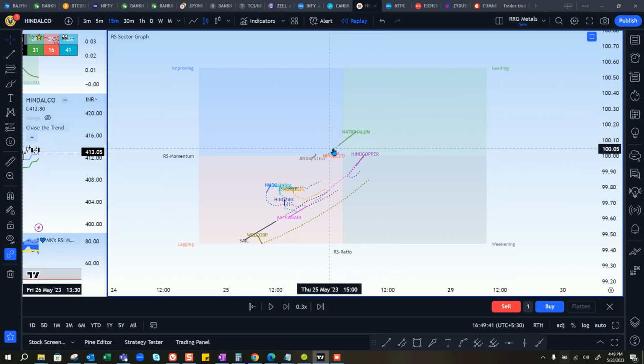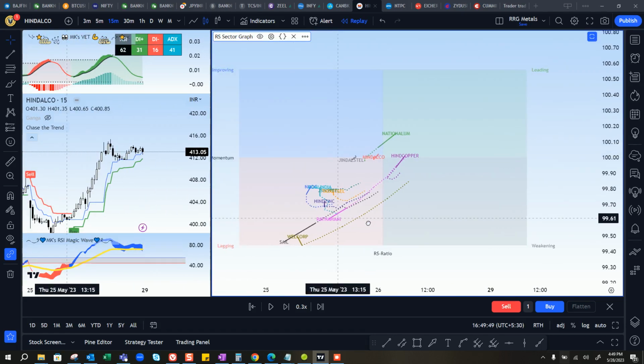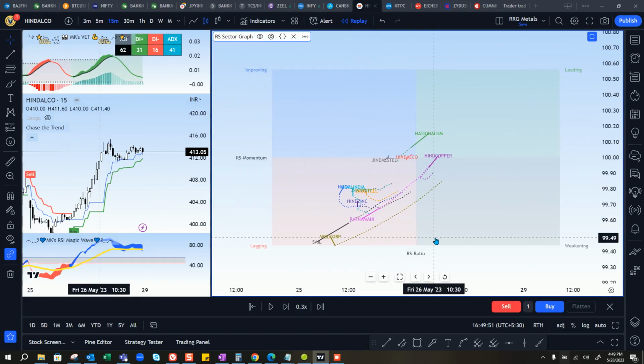National Aluminium has moved from improving to leading category. So this stock becomes my focus area. We have seen metals has high relative strength as compared to the benchmark and all other sectors, and within metals, National Aluminium is the stock that the system is suggesting to us. Now the work here is done.